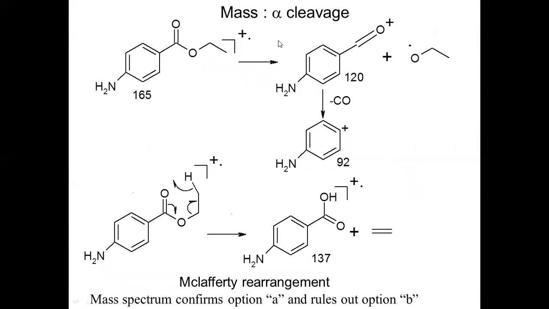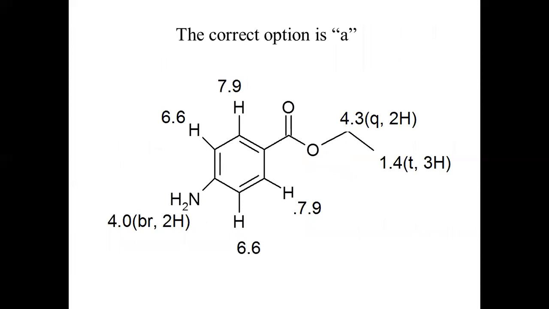This is the mass alpha cleavage. This has been given, and this is due to the McLafferty rearrangement. So that rules out option B, and the correct option is A.